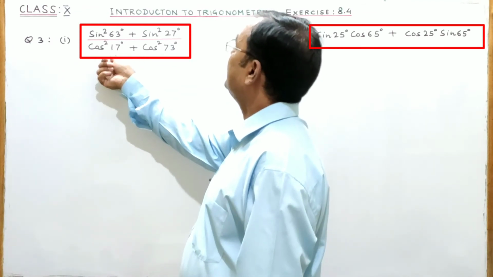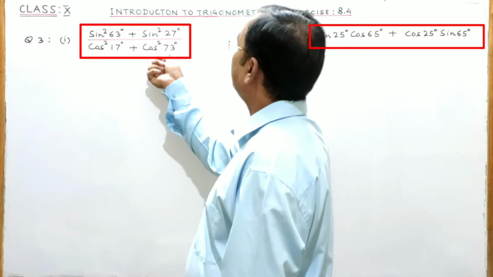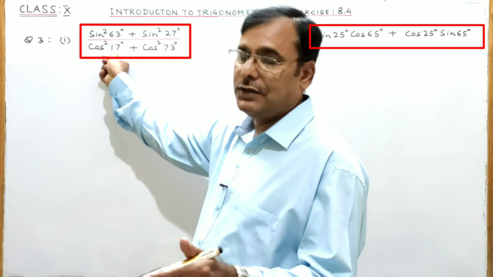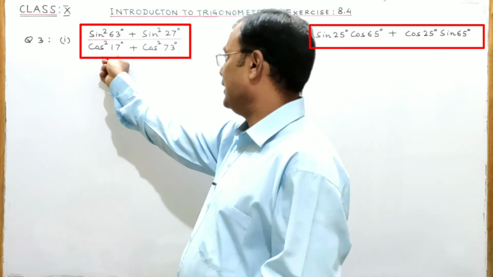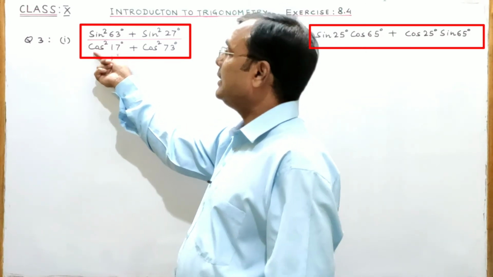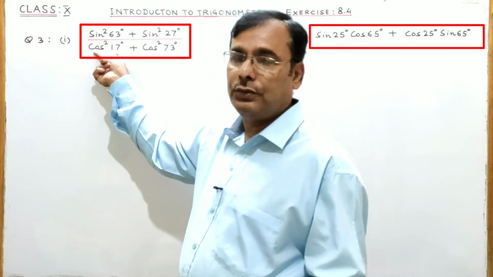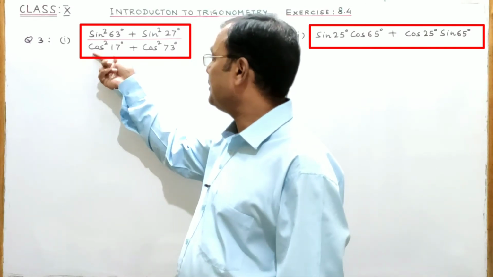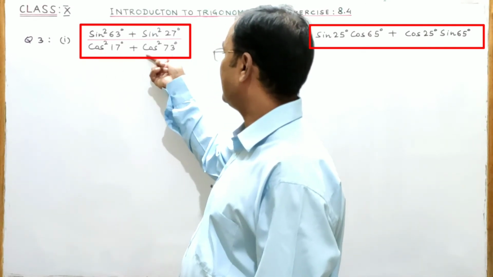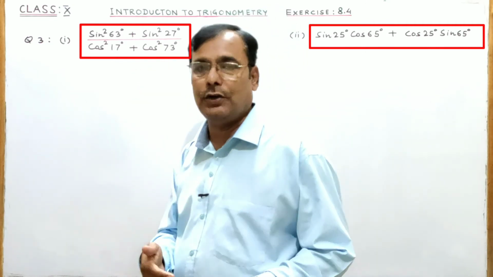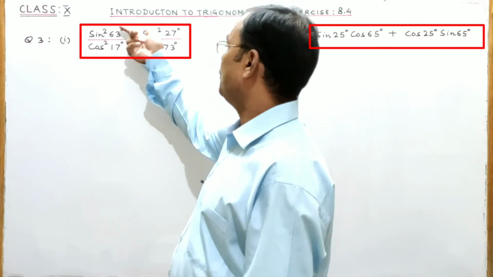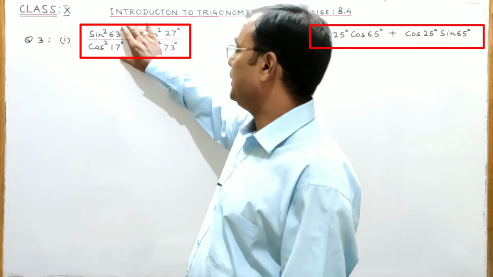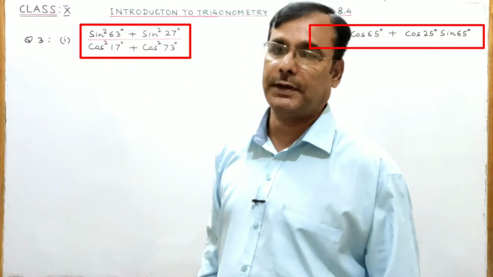Here angle is 17 degree, here angle is 73 degrees. So let's change this 17 degree angle in terms of 73 degrees. So cos 17 degrees will be equal to sine 73 degrees. So sine square 73 degrees plus cos square 73 degrees again will be equal to 1, and finally 1 by 1 will be equal to 1. So 1 is going to be the final value of this expression.